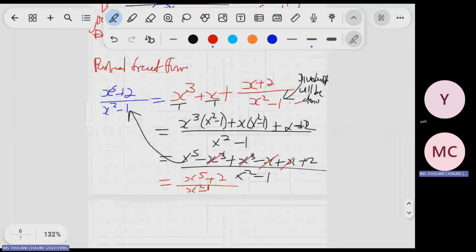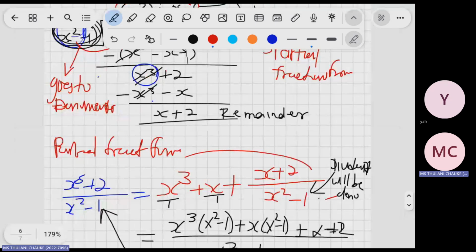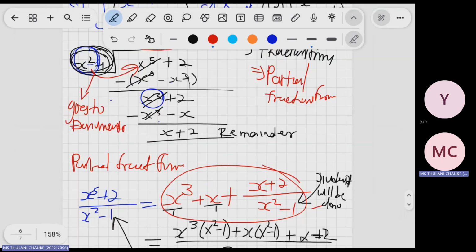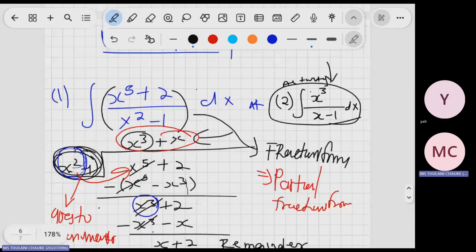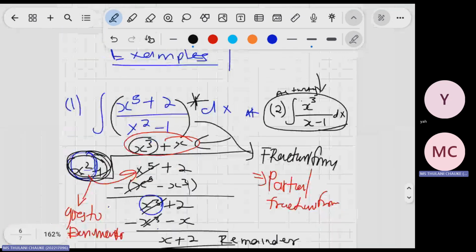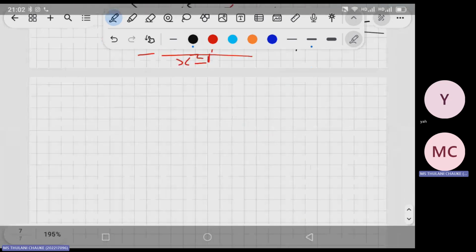So now, what does this mean? It means you're going to take this, you replace it here. You understand? You get it?